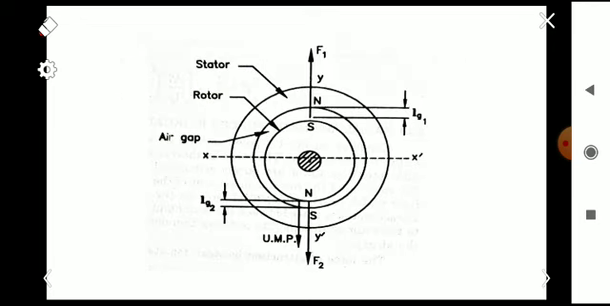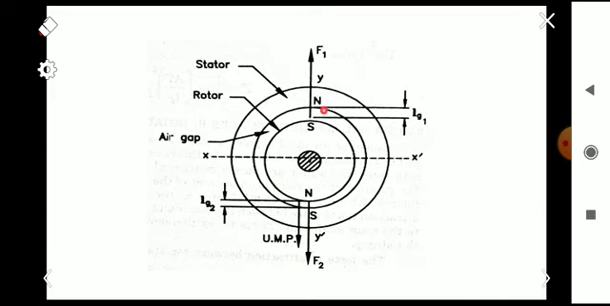From this figure we can also understand what UMP is and what its effects are. Here this one is the stator and this one is the rotor. We can see that the air gap length is different. On the top the air gap length is Lg1 and at the bottom it is Lg2. Both are different, so the air gap is not uniform here. The air gap length Lg1 is greater than the air gap length at the bottom, Lg2.